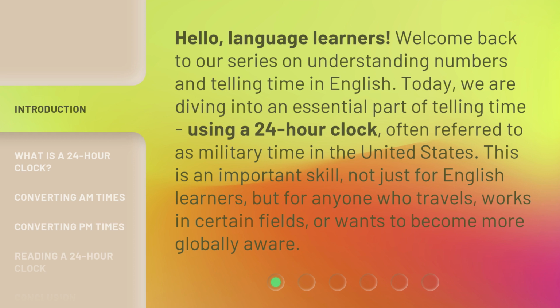Today, we are diving into an essential part of telling time, using a 24-hour clock, often referred to as military time in the United States. This is an important skill, not just for English learners, but for anyone who travels, works in certain fields, or wants to become more globally aware.